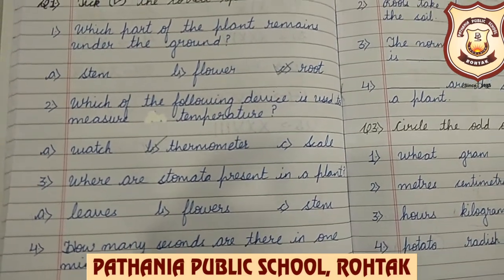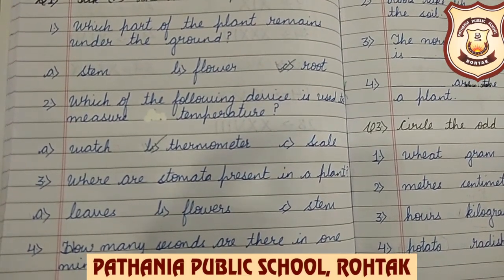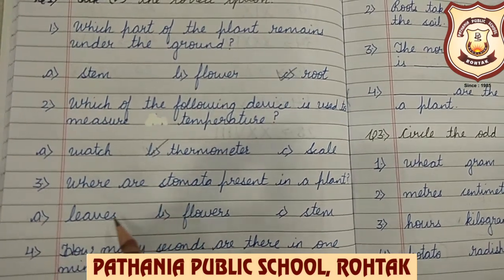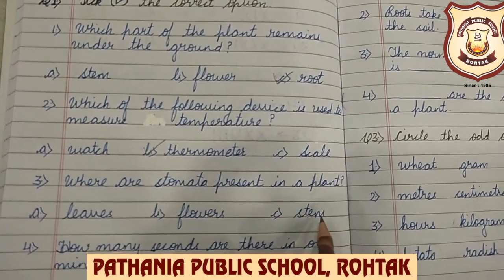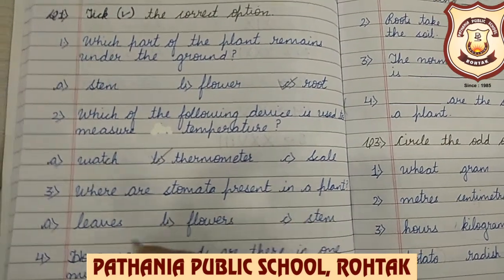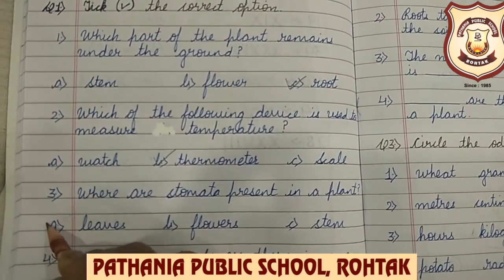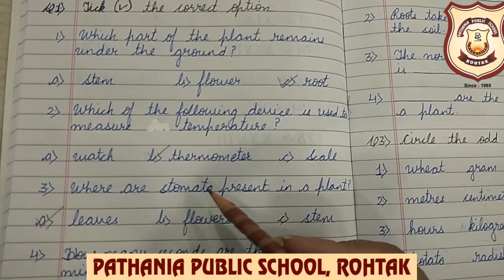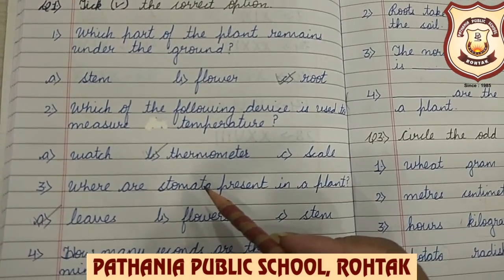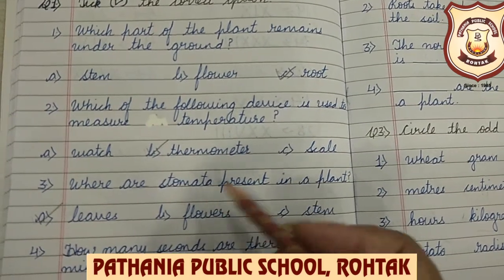Where are stomata present in a plant? On leaves, flowers or stem? Tell me the correct answer. Yes, beta. On leaves, because with the help of stomata, the exchange of gases can take place.